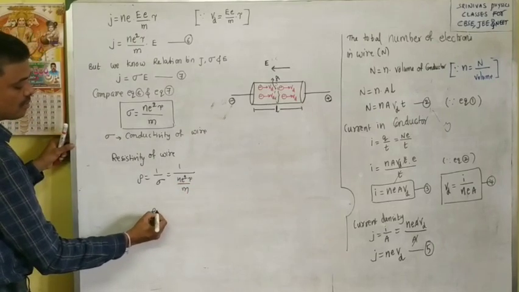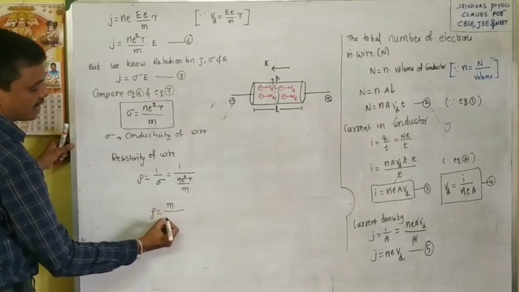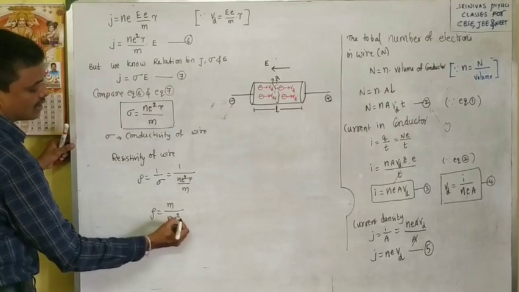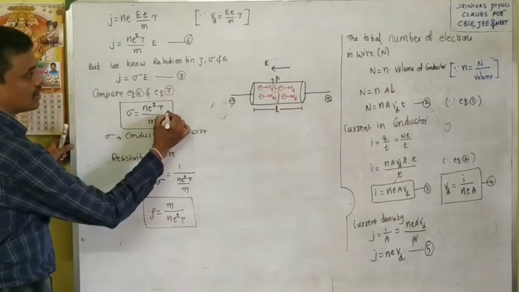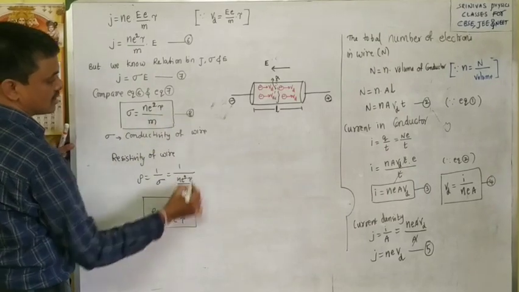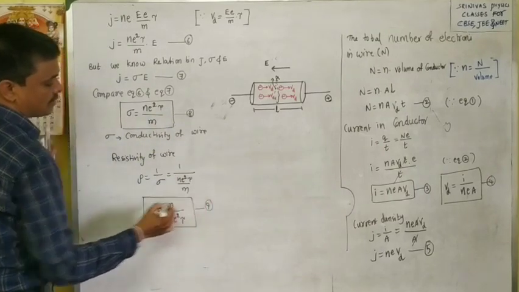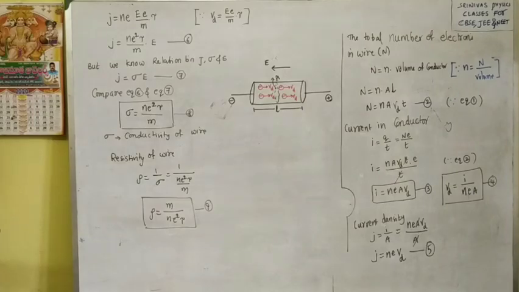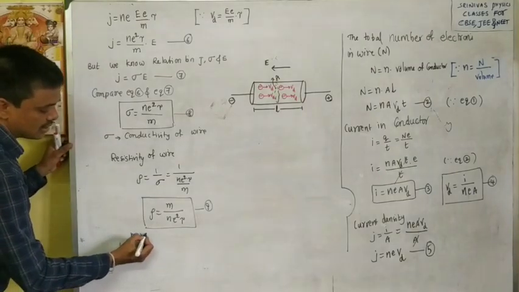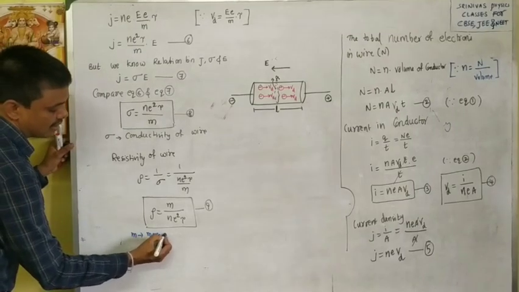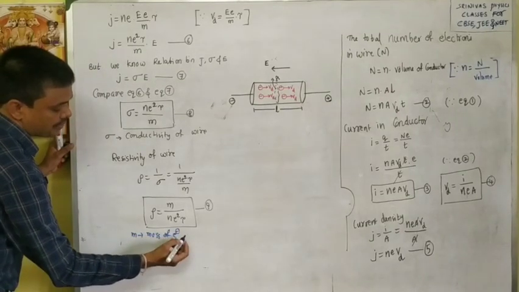Then what final formula of resistivity will you get? M by N E square tau. This is the relation for the resistivity. This is equation 8 and this is equation 9. In this, tell me what the terms are. Rho is the resistivity. M is what here? Mass of electron.